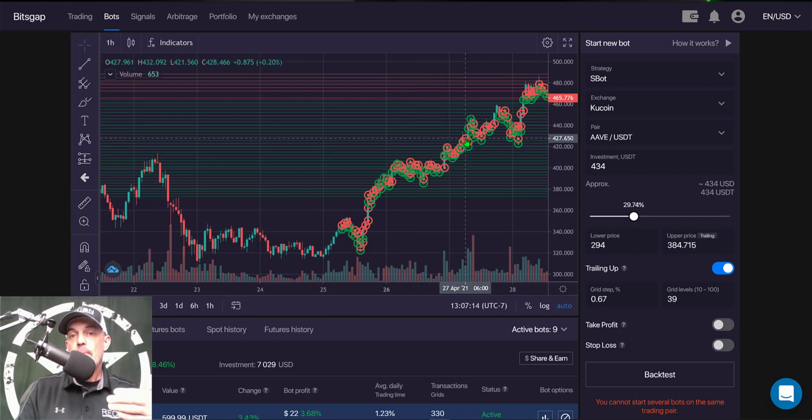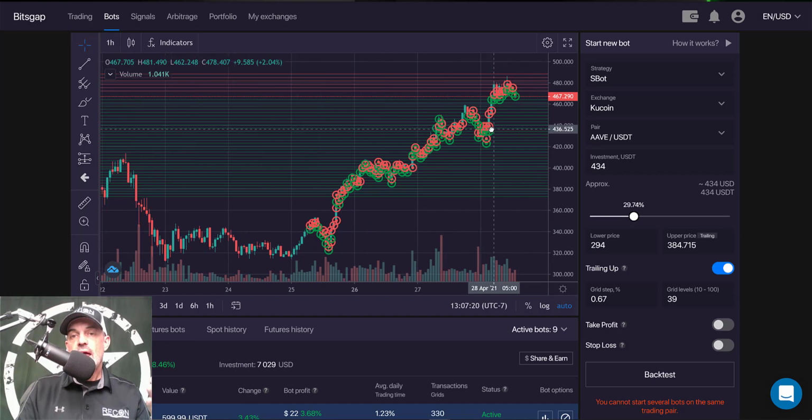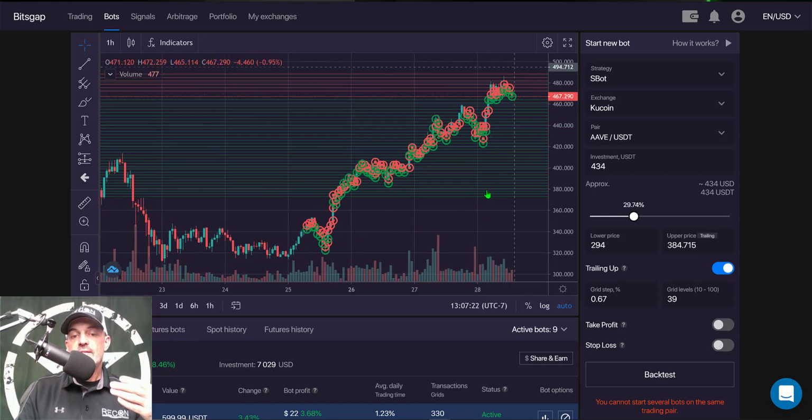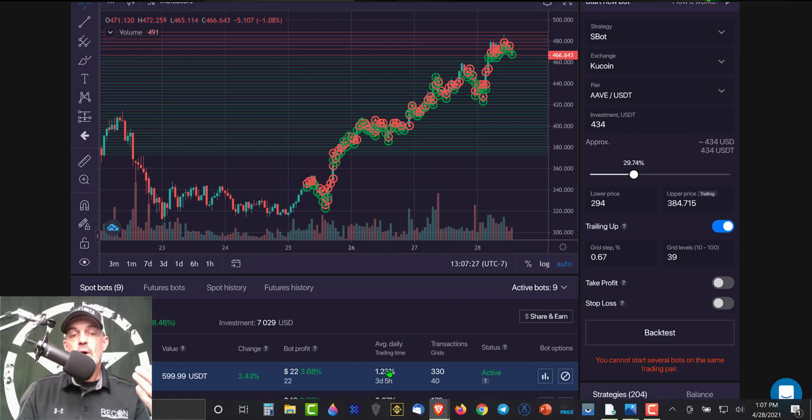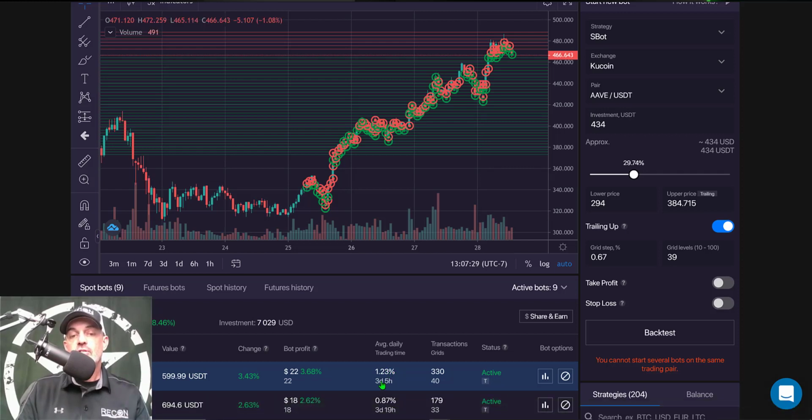However, with the trailing up feature enabled, it allowed the grid to move up with the price action, and it's still moving up with the price action. And so this bot is producing 1% profit per day over the last 3 days. And I would not have achieved all this action here had I not had trailing up enabled.